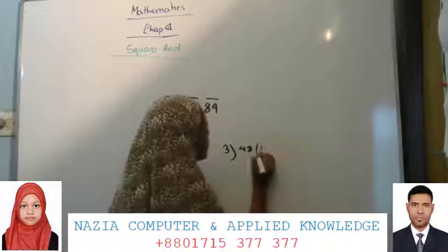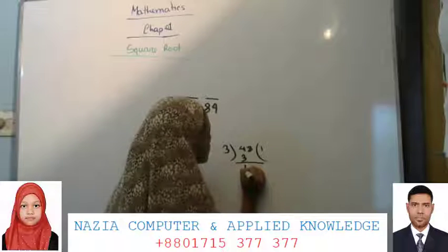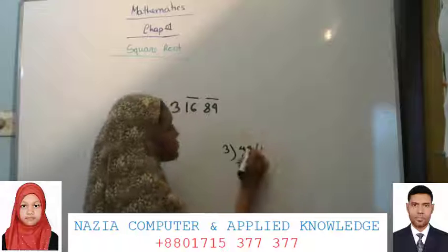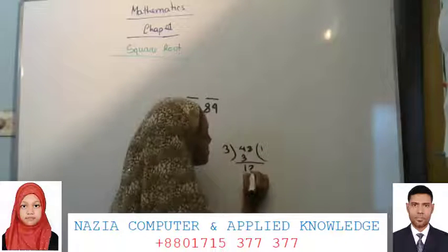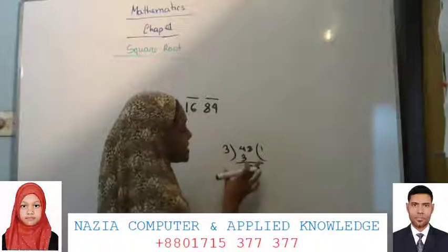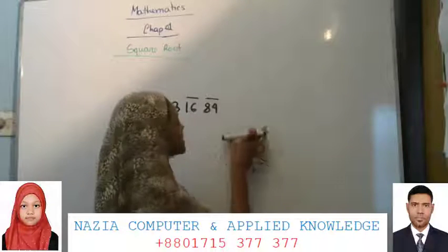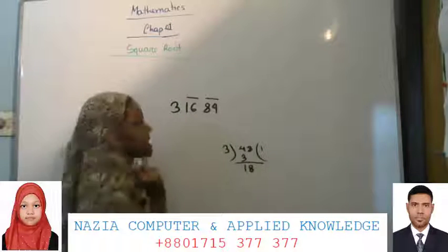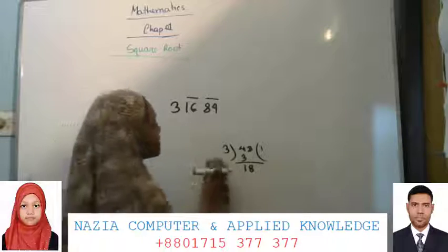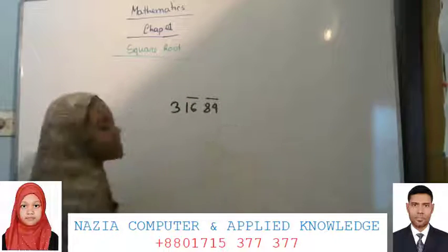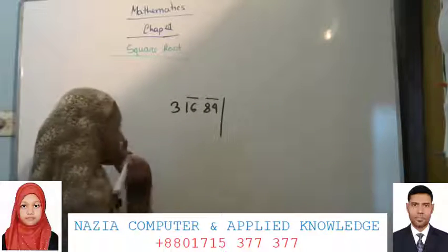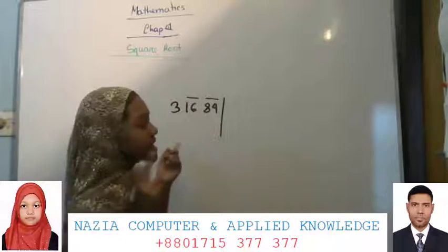So 48, 3 ones are 3, 1. Now I'm putting the 8 here, but 8 has no pair. In division method, it is a normal division, but in finding square root you have to always do the math with a pair. Okay, so our 3 is alone.